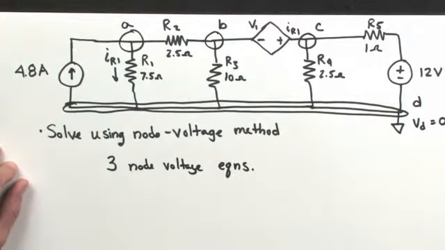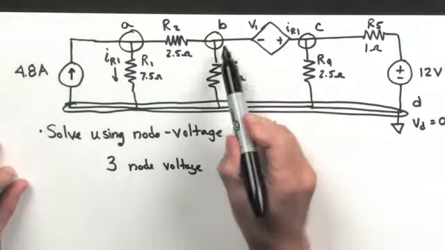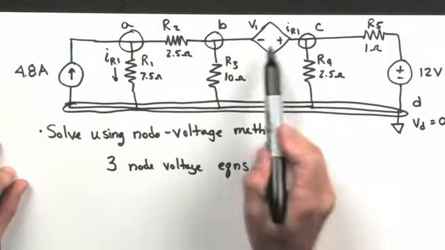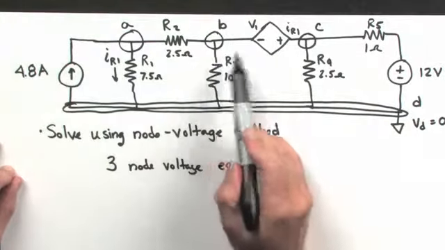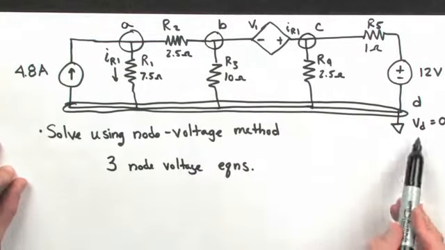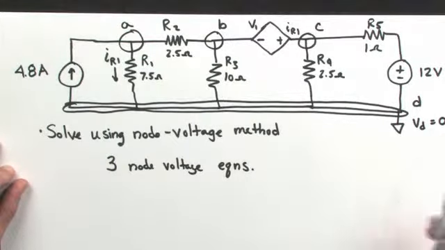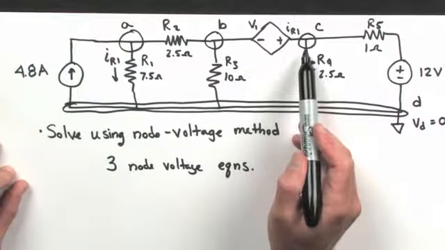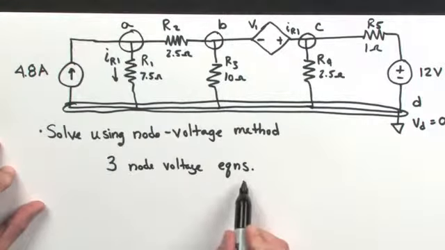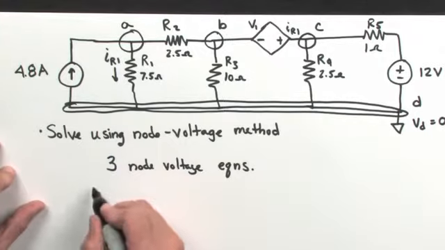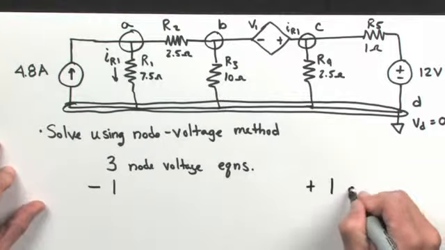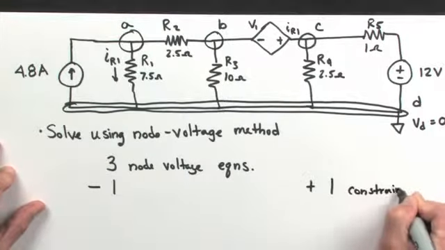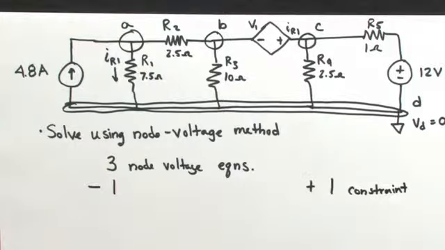However, let's look at the circuit a little more closely. Nodes B and C, we notice, are connected directly with a voltage supply. We also notice that neither B nor C is the same as what we have designated as the reference node. When that occurs, we have what's called a supernode. So when that happens, we reduce the number of node voltage equations that we need by 1. But when we do that, we add a constraint equation that's required. And we'll talk about how to get that constraint equation.